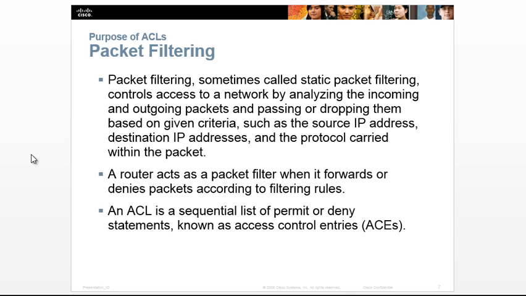So the big purpose of an ACL is to filter packets. This is usually called static packet filtering. It's a way to control access to your network by analyzing the incoming and outgoing packets. And that's important. The reason I stress that is, in general, we tend to think about firewalls as just stopping data from coming into a network. And for most of us at home, that's really all we need it to do. We want it to stop things coming in. We don't really worry about going out.